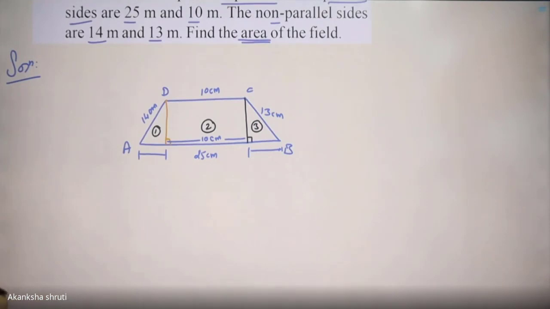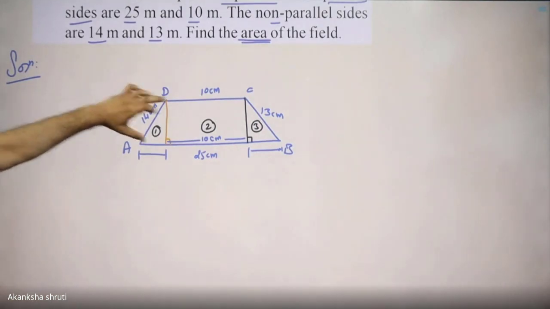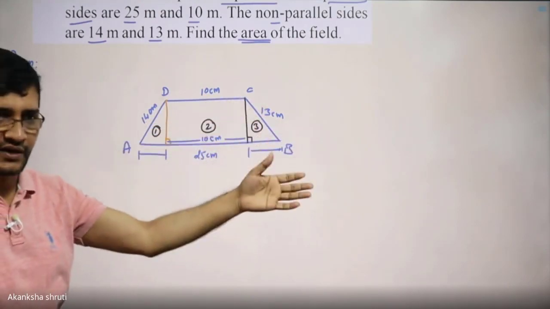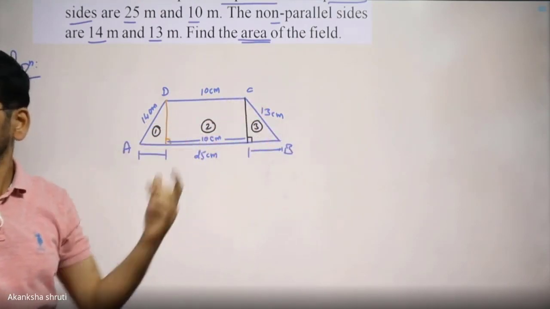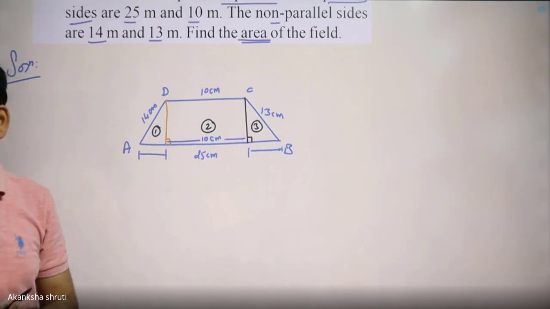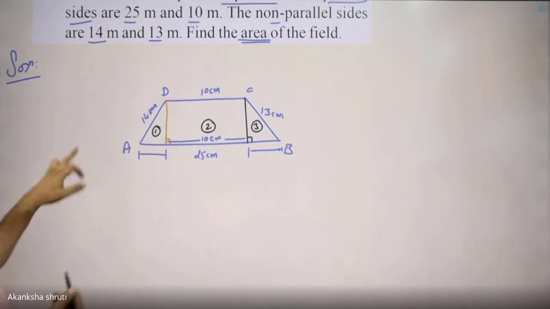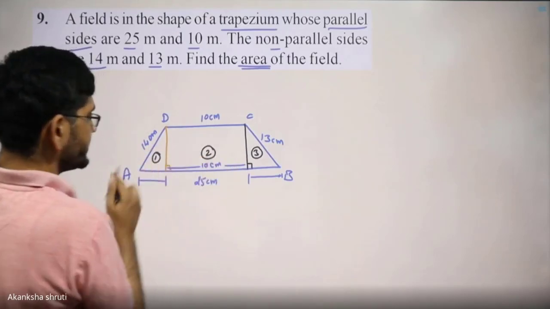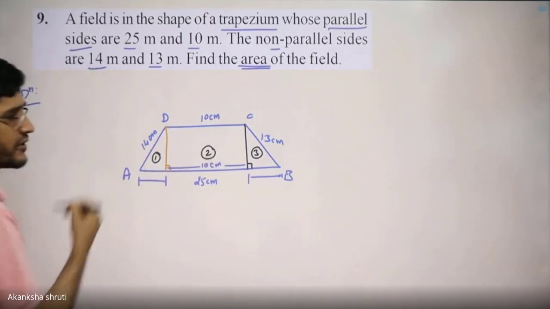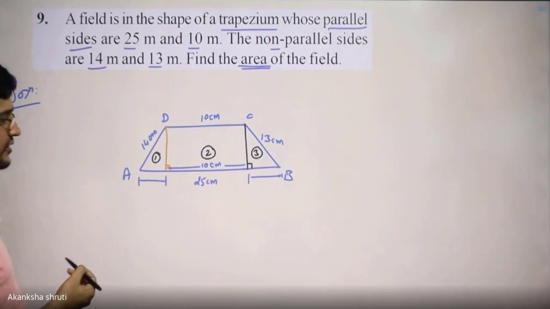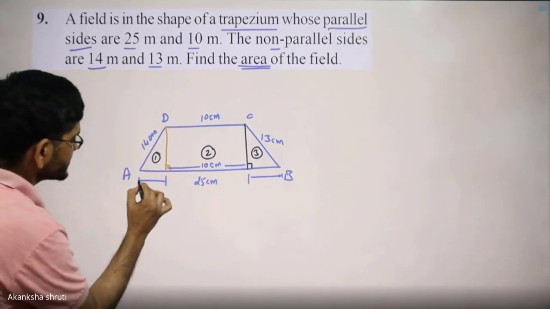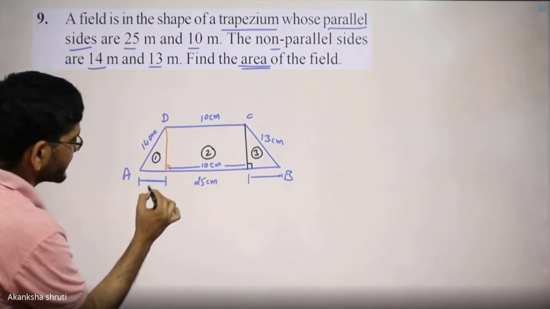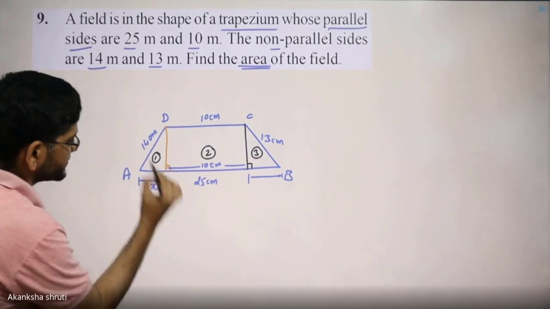It need not be 7.5. Why, students? In earlier cases the two non-parallel sides were equal, but here they need not be equal. Getting it now? So this side length and this side length may differ. Okay, let us consider one of the side lengths. No issues. Let me consider this as x.